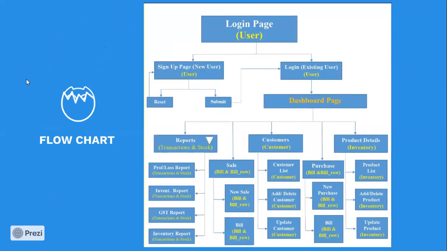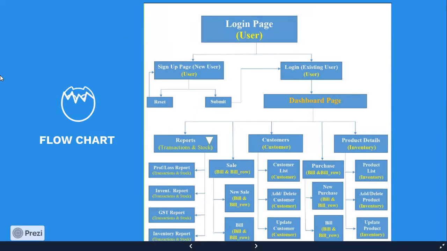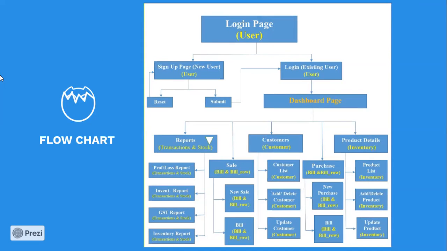Flowchart. Firstly, the user will see the login page. If he is new, then he has to go to the sign up page, or if he's an existing user, then login. After that, the dashboard page will be shown that includes sale, customer, purchase, and product pages, which have their own functionalities.